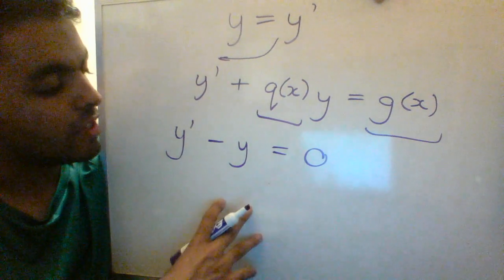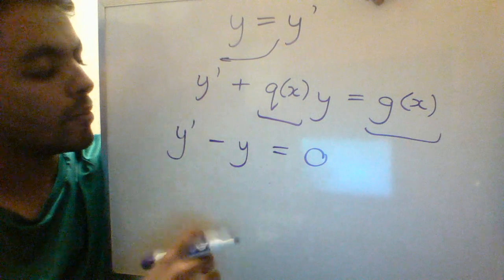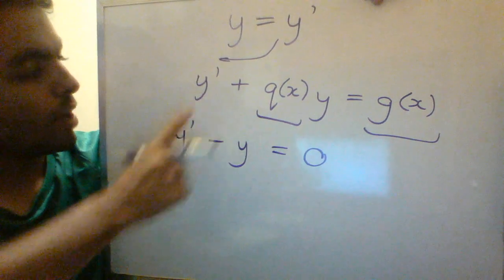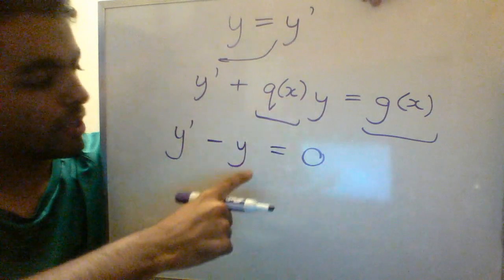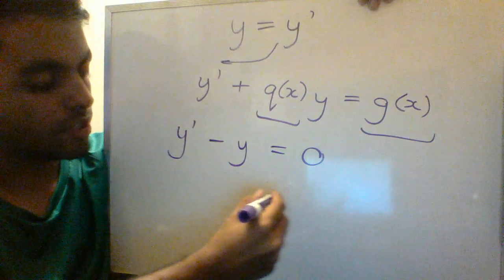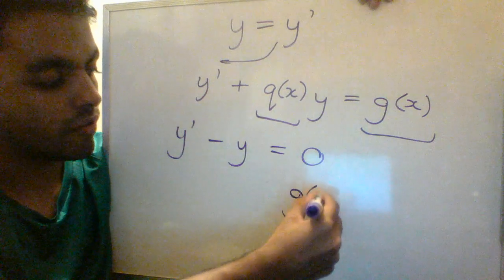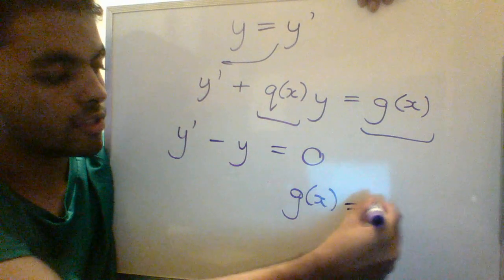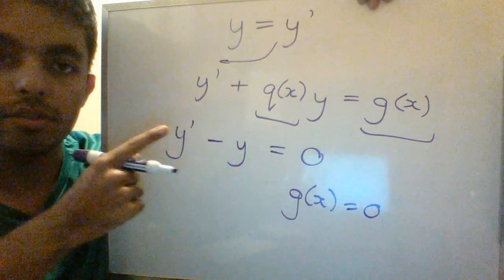So now we have this in the form that we needed up here, and you can identify now that y prime is in the right spot, y is in the right spot. This is where g of x is supposed to be, so what we know is that g of x is equal to 0, just by comparing these two lines.